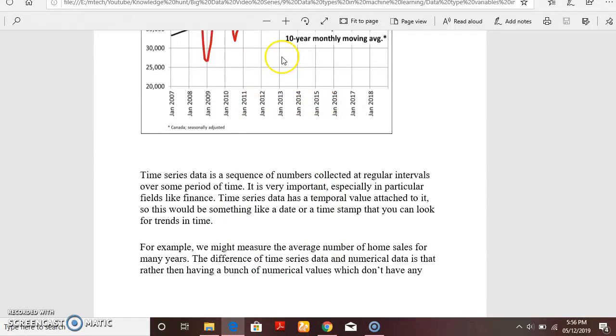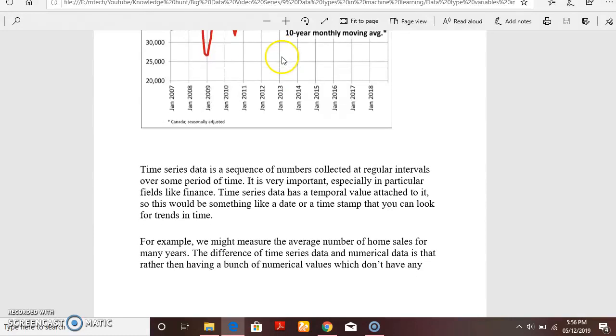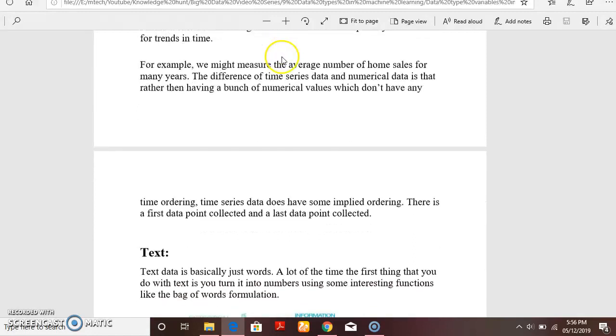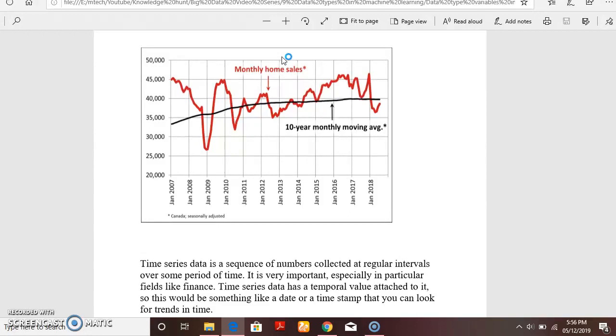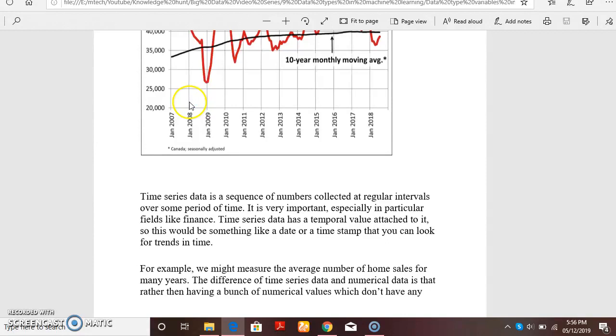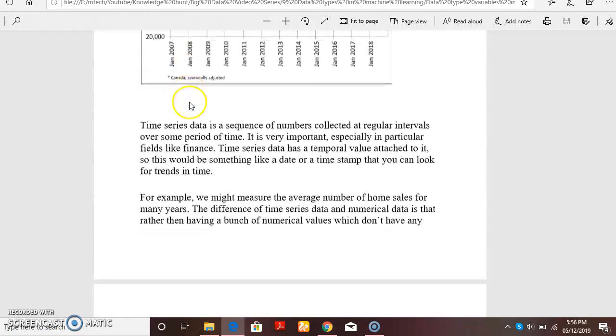In that specific year. So the difference between time series data and numeric data is that rather than having a bunch of numeric values which don't have any time ordering, time series data have some implied ordering. So there is the first data point collected and the last data point collected. In the numerical we just gave a number like 500 houses sold. But here we are giving from January 2007 to January 2008 the household count was 45,000. It was decreasing. So in the time series data we can show the average, as well as a combination of two years or two different time periods.